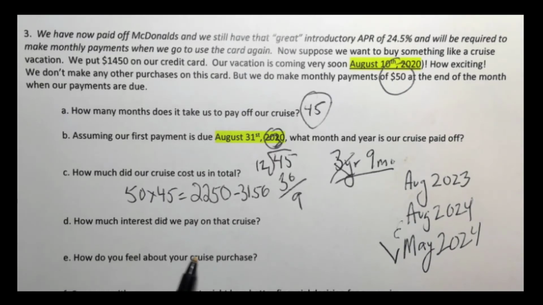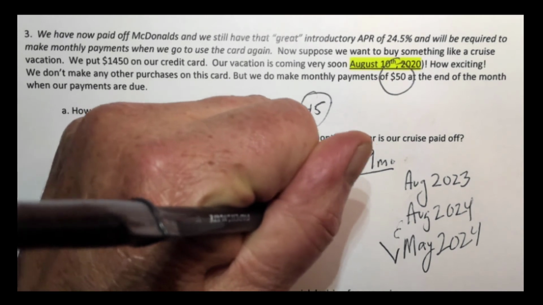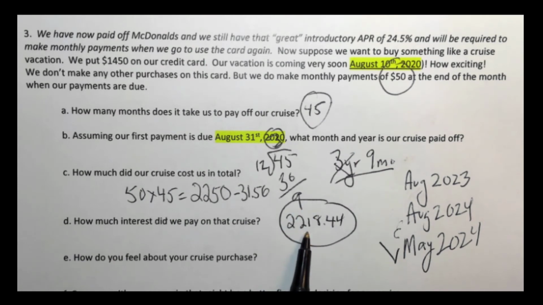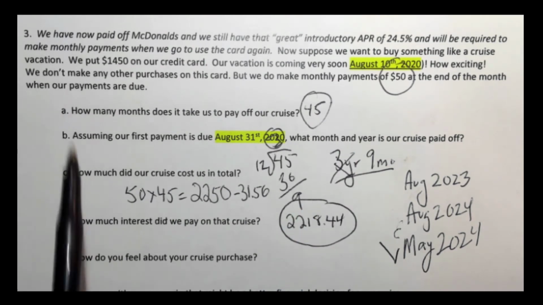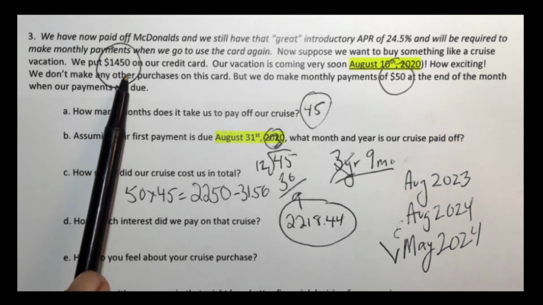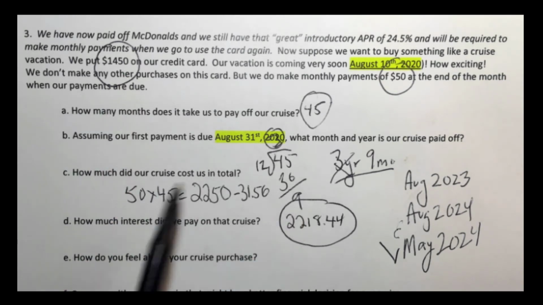Throwing up in that fancy calculator, but this comes out to 2218.44. That's the total amount that I paid on the trip. Now the original cost was $1,450. What's the difference between $1,450 and $2,218? It went to one place. It didn't go to charity, and it didn't go to McDonald's. It went to interest. When you were making payments, it went one of two places, either the principal or interest.